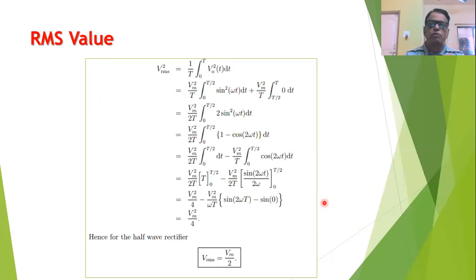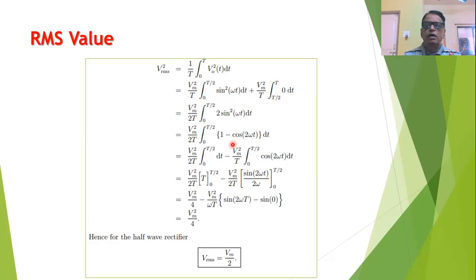It is also possible to obtain the expression for the root mean square value or RMS value of the half-wave rectifier, which can be obtained by using this expression: V square RMS is equal to 1 by T integration 0 to T of Vout square into dt. So again, if I divide it into two parts, this integration 0 to T by 2 and T by 2 to T, then the value of the second part is 0, and here we will get Vm square sine square omega t dt. Now, if I divide it by 2, then I have to multiply it by 2 so that the value remains unchanged, and I will get in the bracket 2 sine square omega t dt.